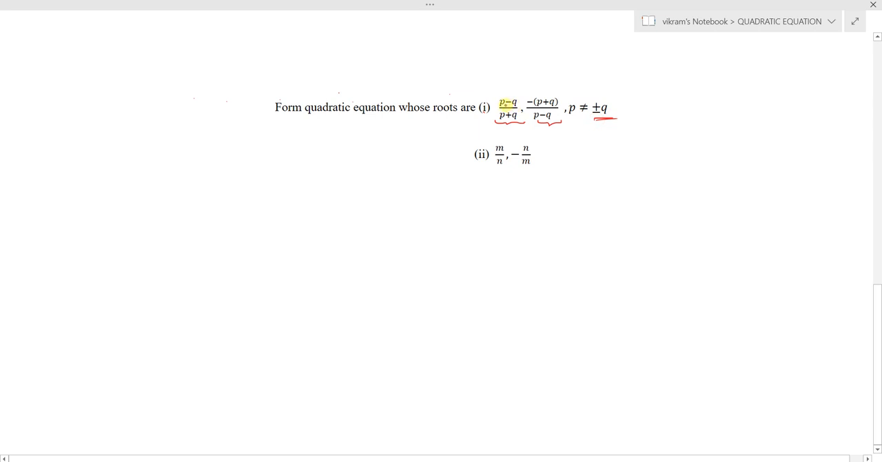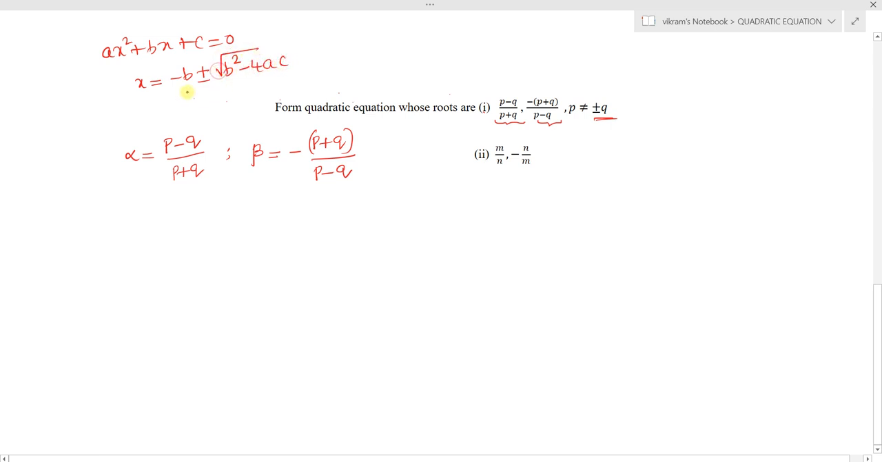Now consider over here. Let's consider the first root, p minus q by p plus q, as alpha, and the other root I am considering as minus of p plus q by p minus q, as beta. Okay, so these are the two roots. If a quadratic equation ax square plus bx plus c is given, we know how to find the roots with the help of the formula minus b plus or minus square root of b square minus 4ac by 2a.